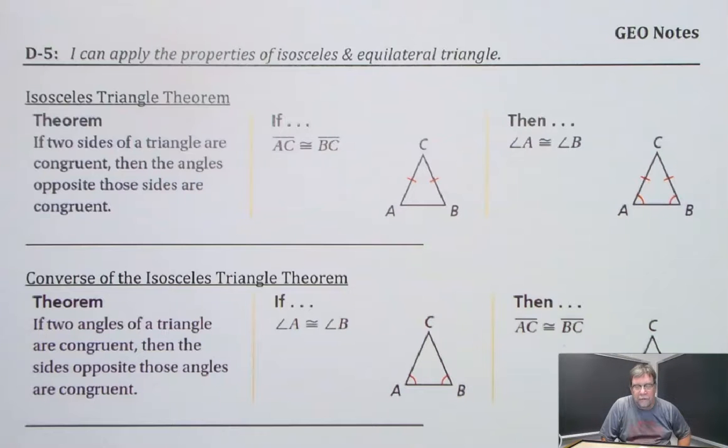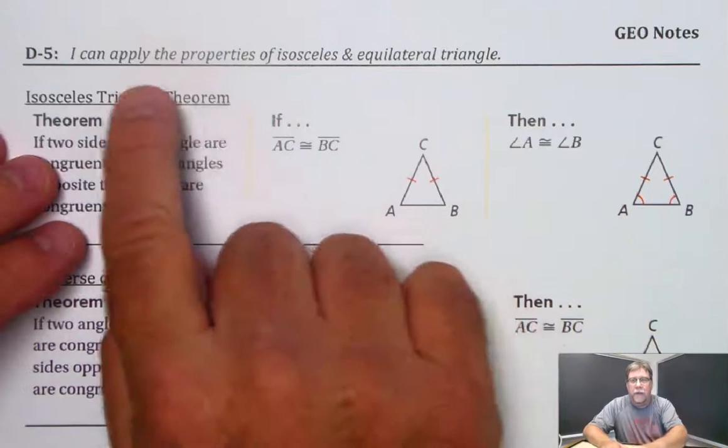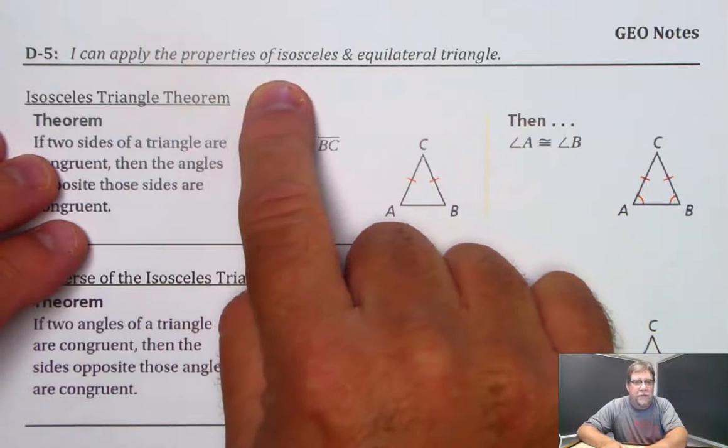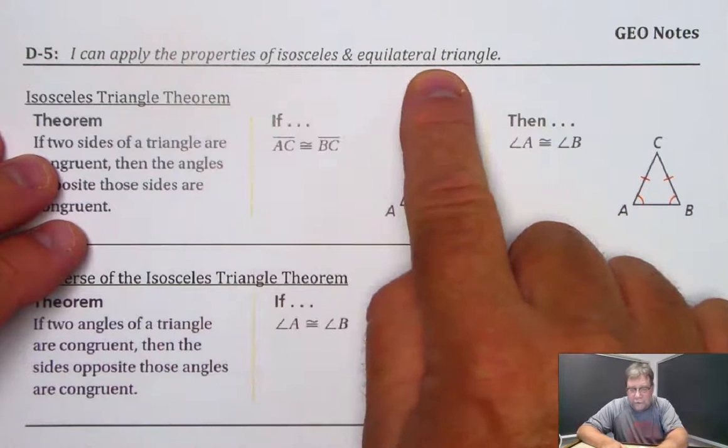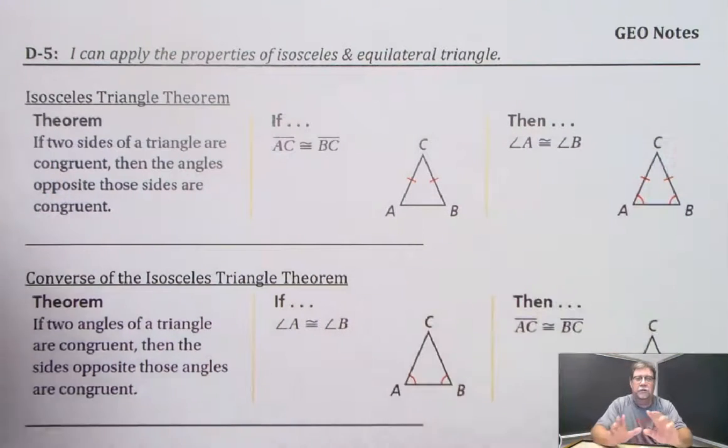Hello there. We have a number of theorems and corollaries to talk about. A corollary is like a small theorem, so you see a word like that. But we're going to actually apply properties to isosceles triangles and equilateral triangles. An isosceles triangle is a triangle where two sides are congruent.